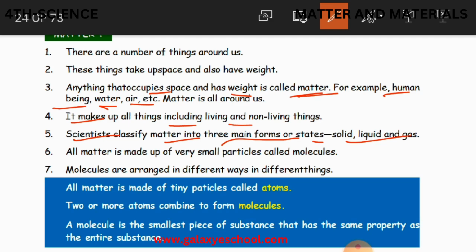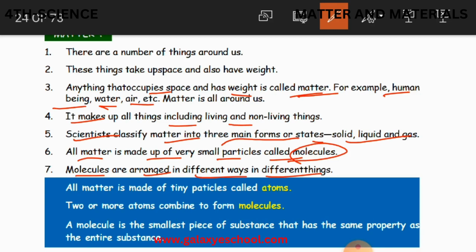So matter is of three forms. And all matter is made up of very small, very tiny particles, which we call molecules. Okay, children, this you have to remember. And molecules are arranged in different ways in different things. That is why we have different materials.